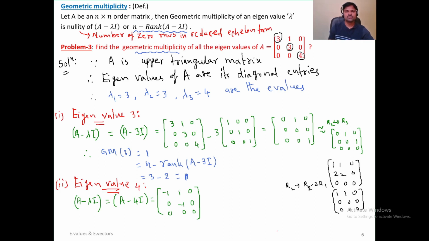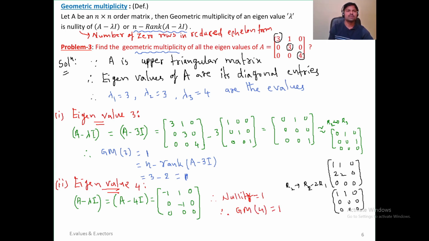Okay. So like this. So now, therefore, the conclusion is, what is the nullity now? Nullity is the number of 0 rows. How many zero rows? 1. So therefore, the geometric multiplicity of the eigenvalue 4 is how much? 1. Geometric multiplicity is 1.